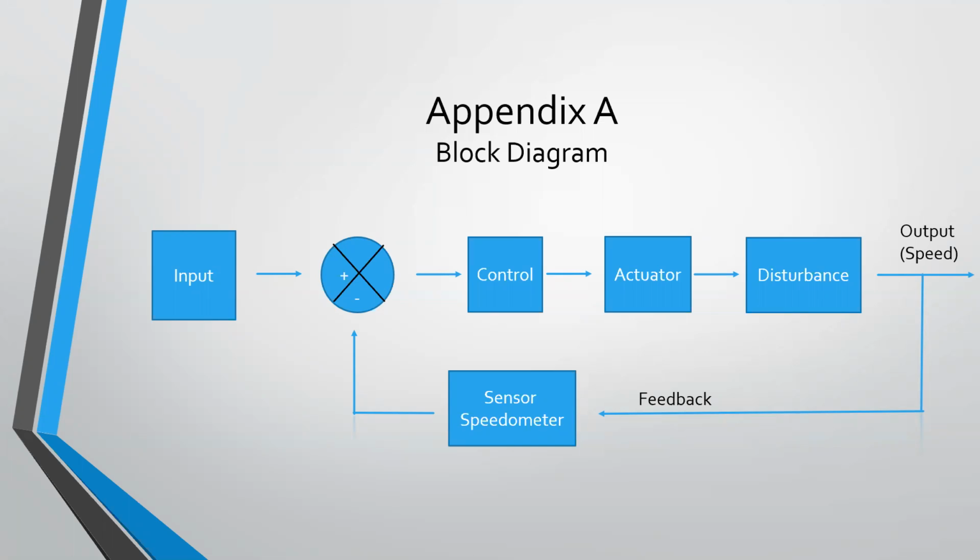The disturbance will be wind, friction, or a driving incline, or even a change in direction that the vehicle undergoes. Our output is going to be the velocity of the speed after these changes have been made, as well as a feedback loop is incorporated to send the speed back through the sensor, which transmits the speed to the controller to ensure that the vehicle is behaving exactly how it should be.